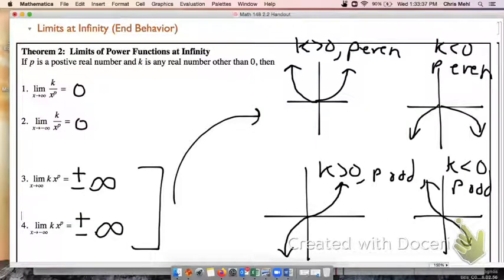So these first two limits of k over x to the p are 0 no matter what k and p are, whether p is even or odd, as long as it's a positive power and k is any real number other than 0. But the third and fourth limits are going to both be plus or minus infinity, and it really depends on the values of k and p.